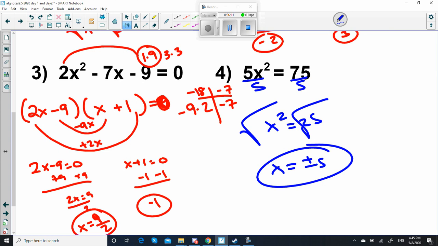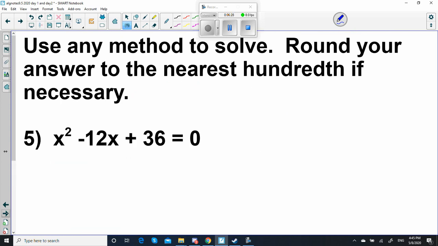So really it's a matter of preference. There's really no one right way. If you really like the quadratic formula and you want to do it all the time, you can. It seems like a lot of work to me, but it's completely up to you. If you hate factoring, then you're going to want to stay away from factoring. Okay? All right, so number 5 says use any method to solve, round your answer to the nearest hundredth if necessary.